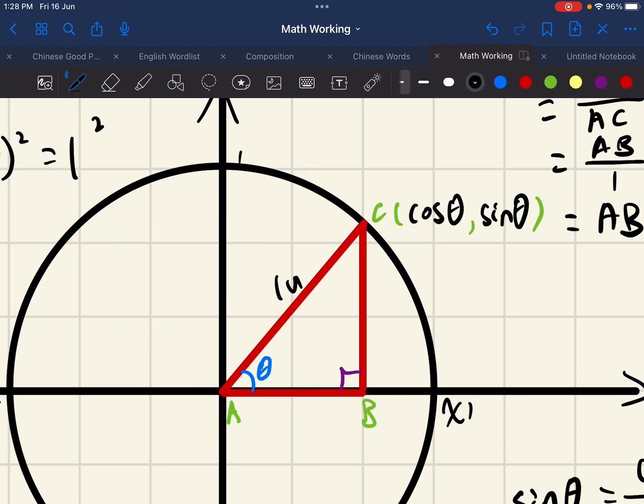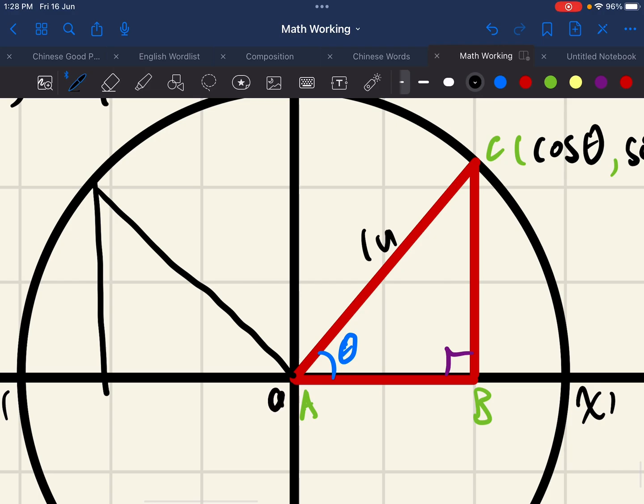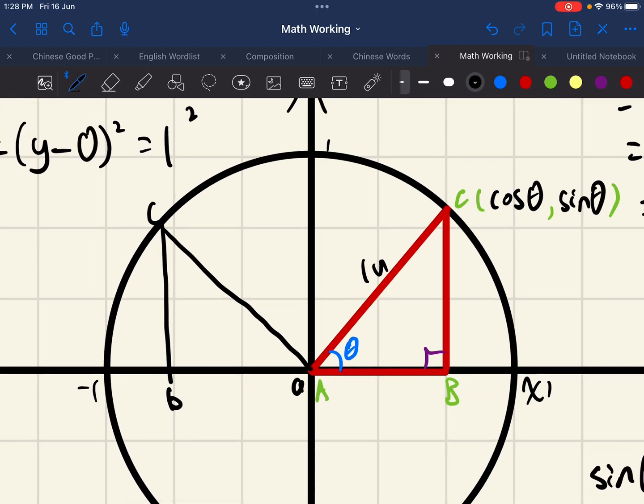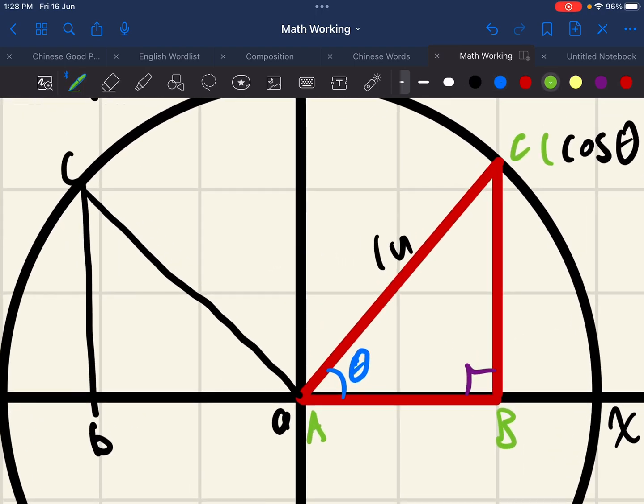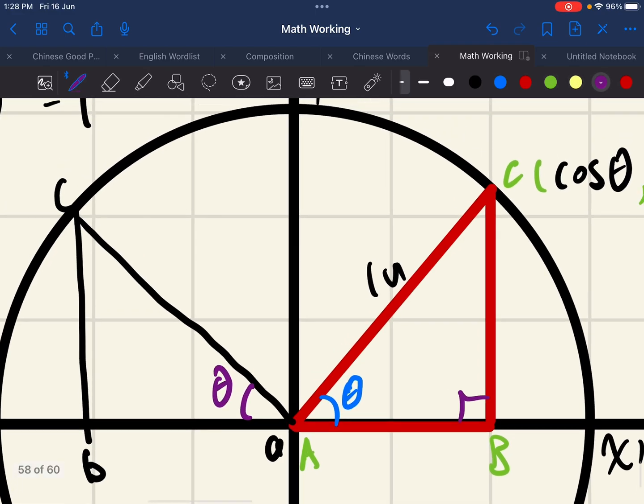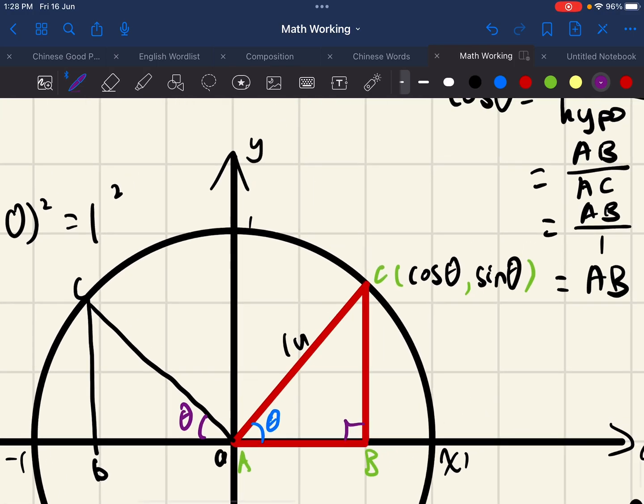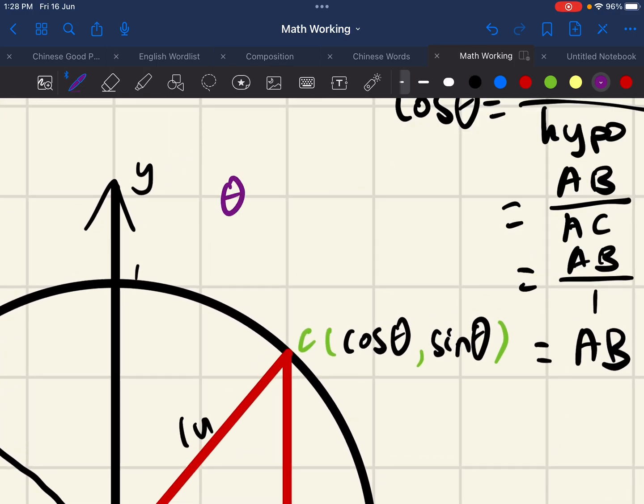Okay, so now I'm going to draw a new triangle. This triangle is symmetrical to ABC, and I'll label it so that you can understand. I'll label it in small lowercase letters. So now I have a new angle of interest here, and the angle of interest is the same thing. So this is equal to this.